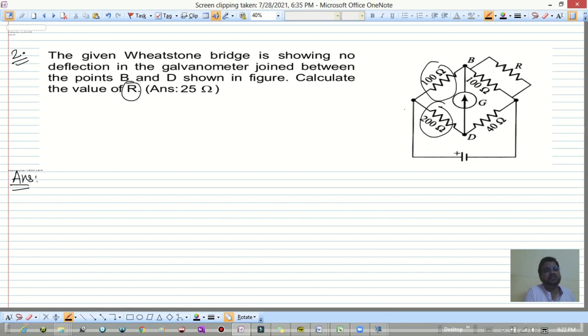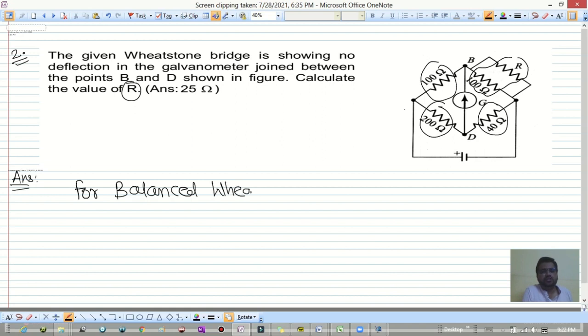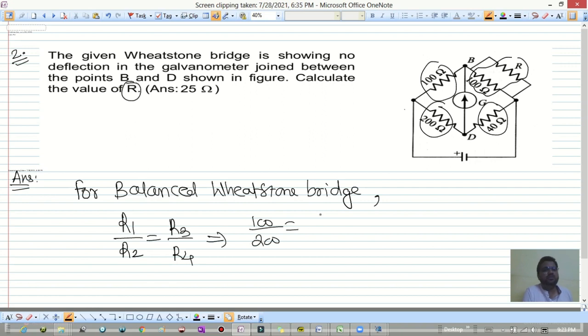This divided by this must be equal to the combination of this divided by this. So for a balanced Wheatstone bridge, we have R1 divided by R2 must be equal to R3 divided by R4. So what is R1 over here? 100. What is R2? 200. Must be equal to the parallel combination of R and 100 divided by 40.